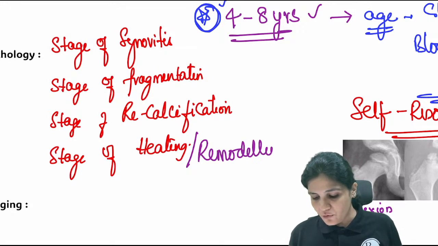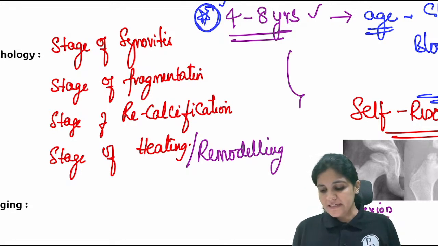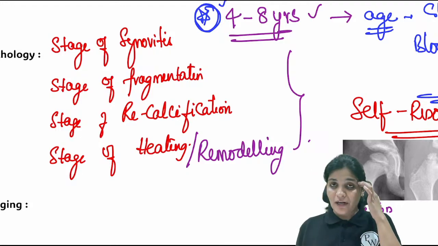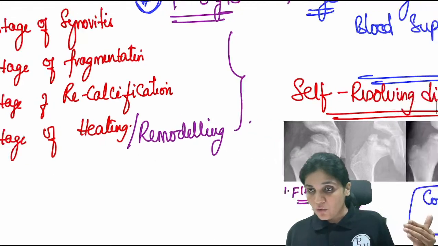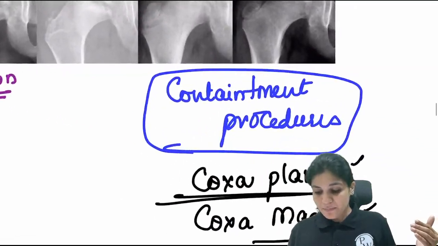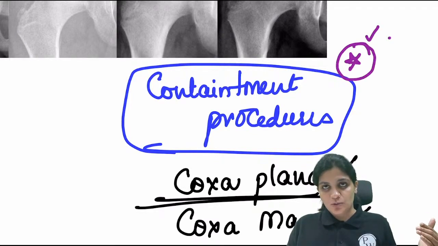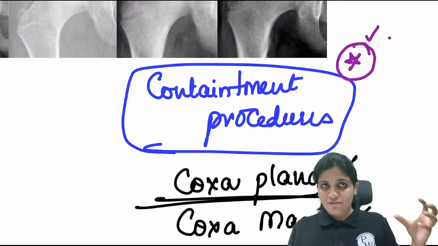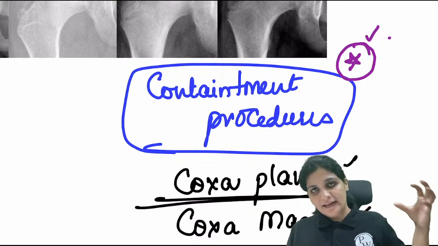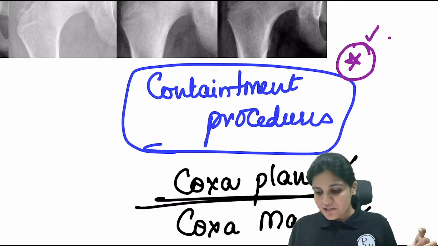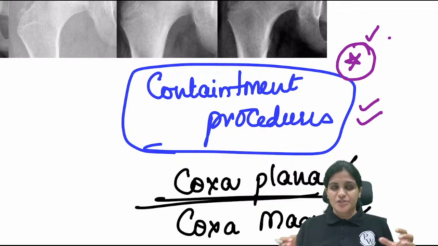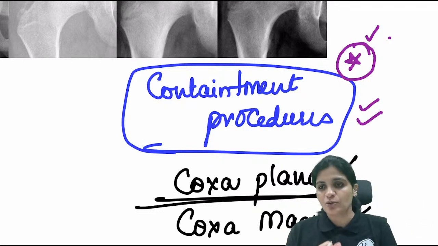So these are the 4 stages which the Perthes head or the femoral head goes through. And what is your role in it? Whenever you see such a Perthes case, what you have to do? You have to make sure that the head is sitting in the acetabulum, right? So you have to make sure that you're putting the head back into the acetabulum, and that is called the containment procedures. That means you're containing the head into the acetabulum.